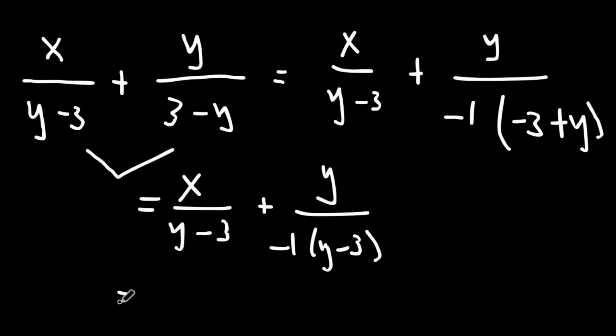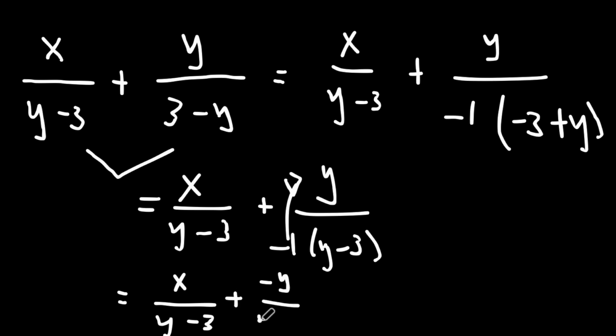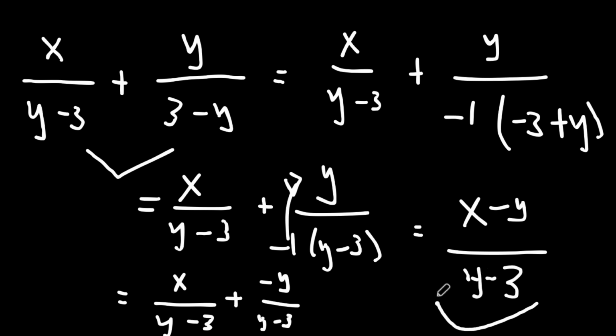Ta-da! So you have a negative 1 and you might as well just put it on top. So we get x over y minus 3 and bring this negative 1 on top. So we get plus negative y over y minus 3. x plus negative y is the same as x minus y. So you get x minus y over y minus 3. That's the answer. And that's how you do fractions.